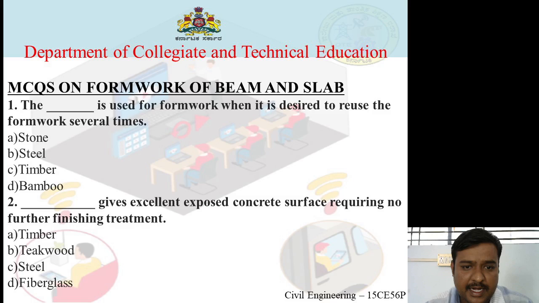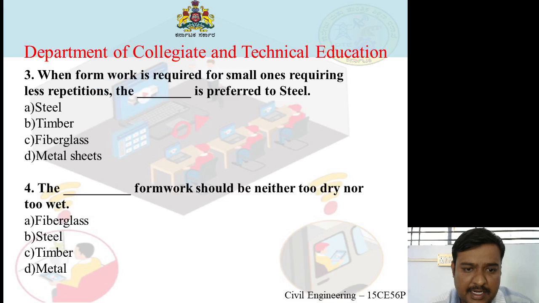But if you go for timber, it needs further finishing treatment. Then third one, when the formwork is required for small jobs requiring fewer repetitions, which is preferred to steel. Options: steel, timber, fiberglass, and metal sheets. The right answer is B, timber. If there is less repetition, preferred to steel, we go for timber. Then fourth one, the formwork should be neither too dry nor too wet. Options: fiberglass, steel, timber, or metal. The right answer is C, timber.